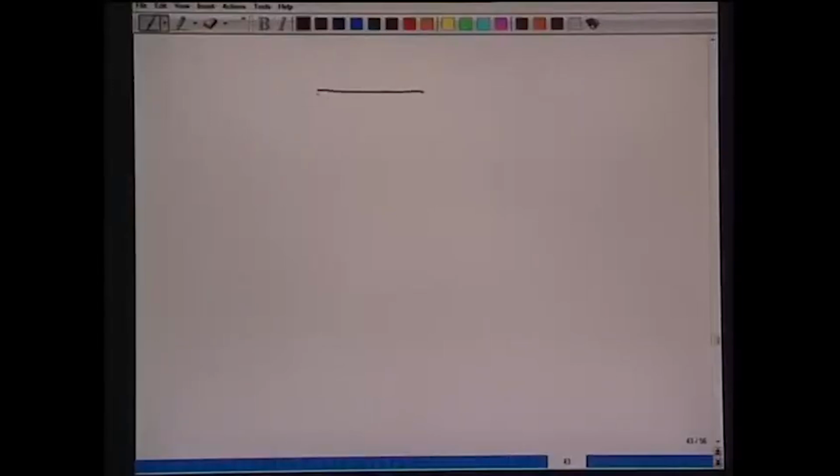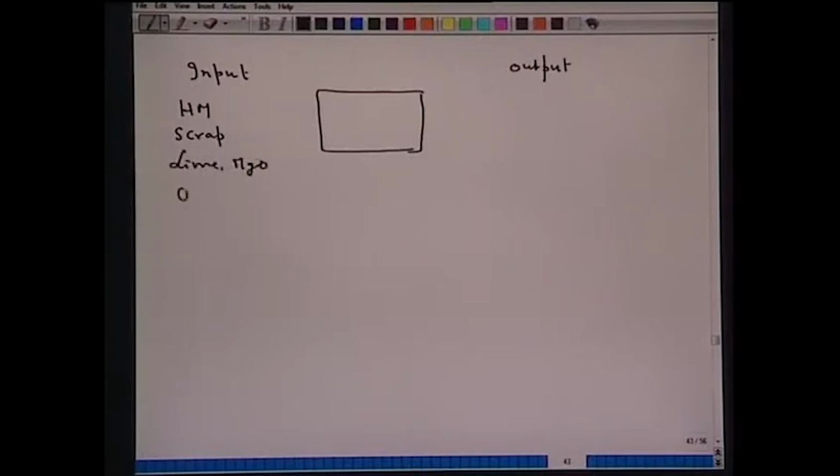See, it requires, for example, if we have a box, here we have an input, here we have an output. So, input for example consists of hot metal, scrap, lime, MgO, oxygen or iron ore and so on, whatever input you have, that you must know.